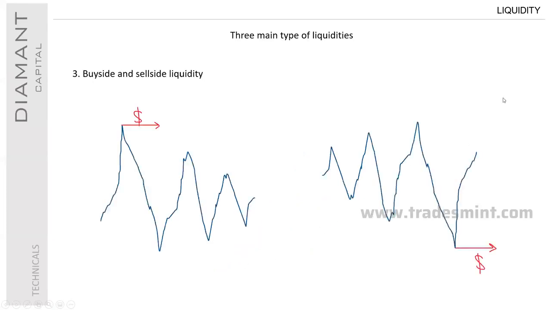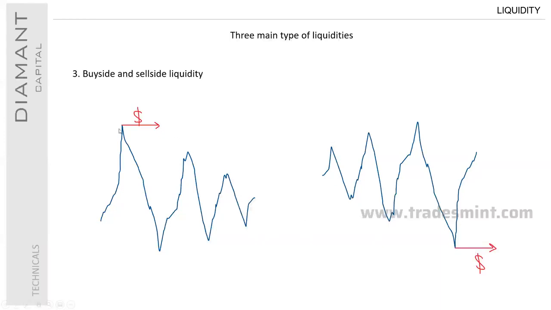Now, the third type is quite simple to understand. When you're moving in a market and you're creating highs and lows, those highs and lows create buy side and sell side liquidity. So if you're in a range, for example, it's the very tops and the bottoms of that range right there, where all that liquidity is being built up.